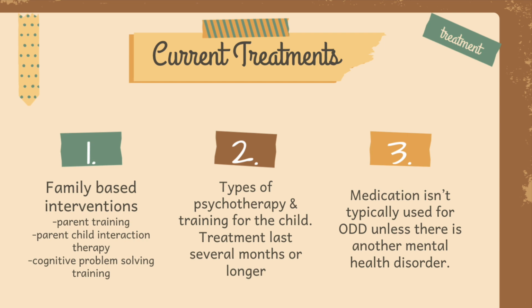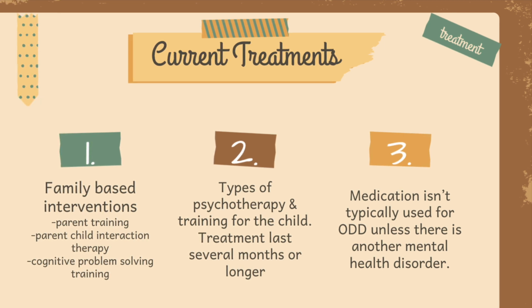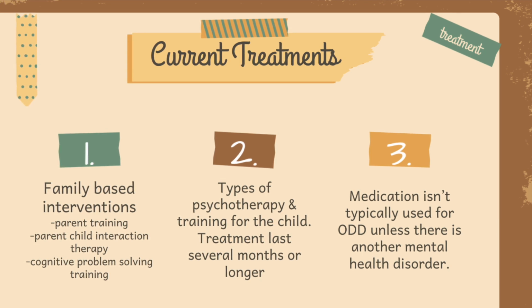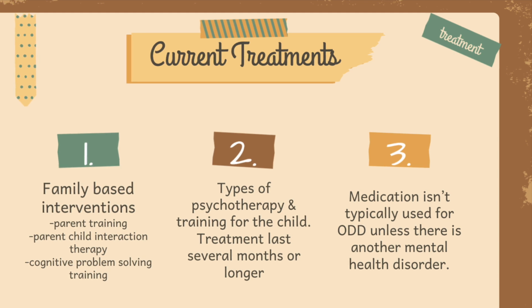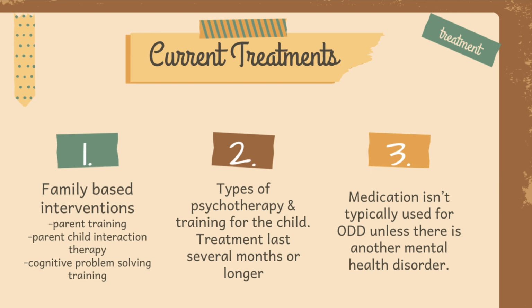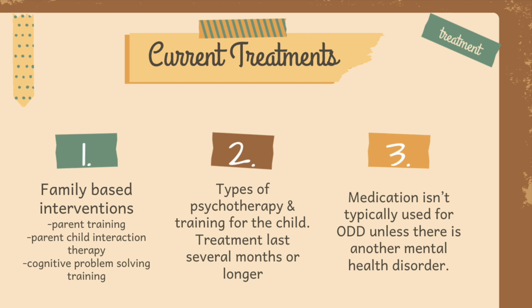Parent-child interaction therapy is done by a therapist, and a therapist will coach parents while they interact with their child. This helps parents learn more strategies to reinforce their child's positive behavior. And lastly, cognitive problem-solving training is a type of therapy that is aimed to help your child identify and change their thought patterns that lead to their behavior problems.